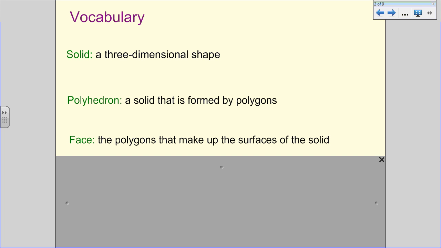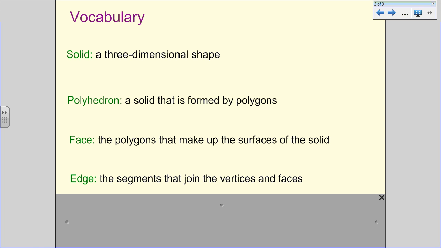Face: the polygons that make up the surfaces of the solid. When we think of a box that we get in the mail, that we ship something in, the rectangles that make up the surface of that solid are called the faces. And then the edges are the segments that join the vertices and faces. Today you're going to look at naming faces, naming these polygons that make up the sides, and then the segments that join them, where you see the joint of the sides.